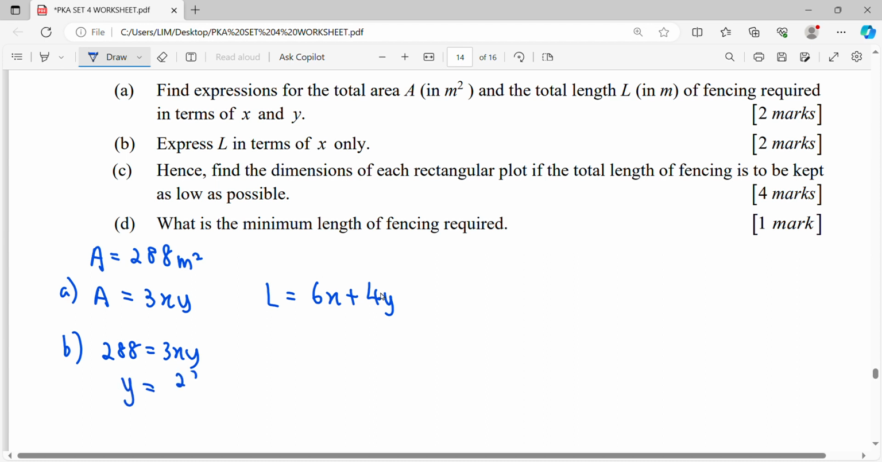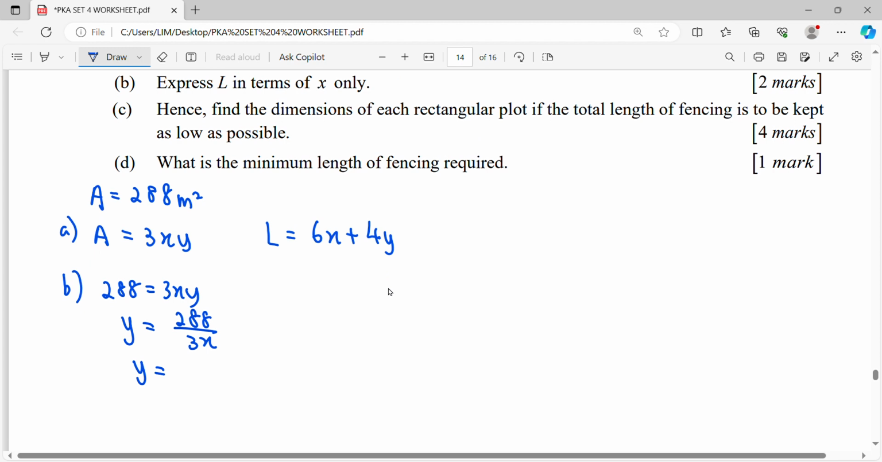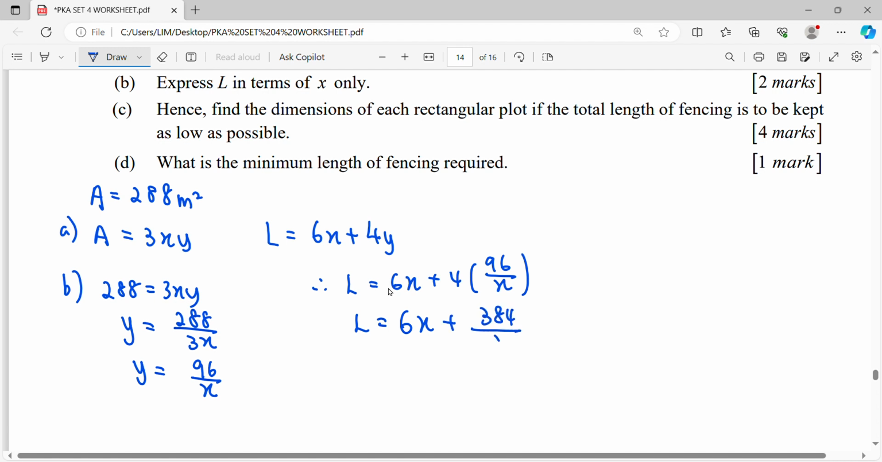It will be 288 over 3x. So simplify 288 over 3. It can be divided by 3. You get 96 over x. So therefore, your length L equals 6x plus 4 times 96 over x. Simplify this formula: 4 times 96, 384. Alright, that is question B, L in terms of x only.